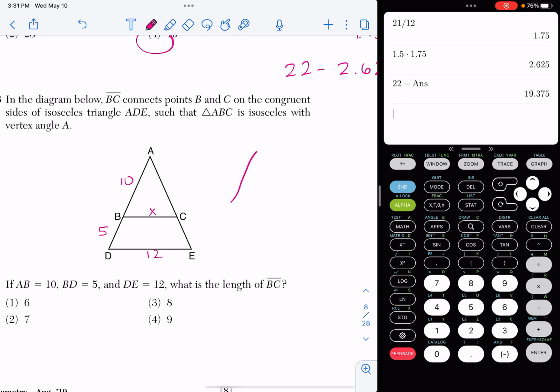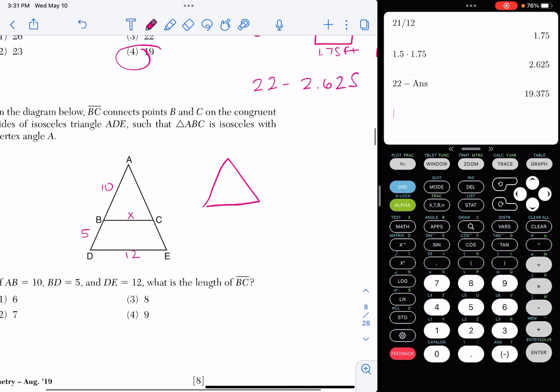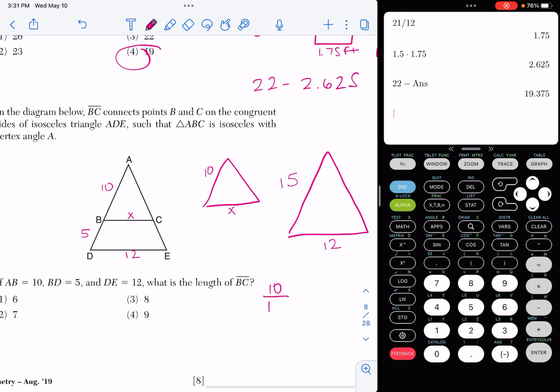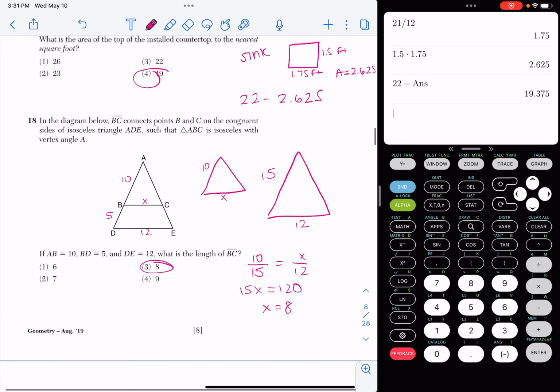If you remember before, I separated the triangles on a question when they were overlapping. I'm going to do the same thing here. Because if I look at the small triangle, this is 10, this is X. If I look at the big triangle, this is 15, this is 12. We might not see that it's going to be 15 if we don't separate the triangles. And now I can set up a proportion. 10 goes to 15, X goes to 12. When we cross multiply, we get 15x equals 120, divide by 15, and X is 8.